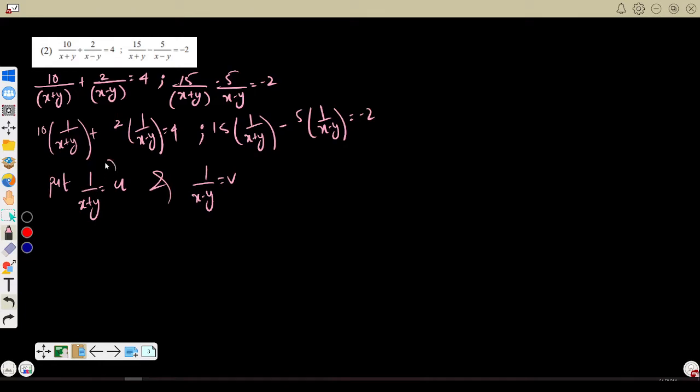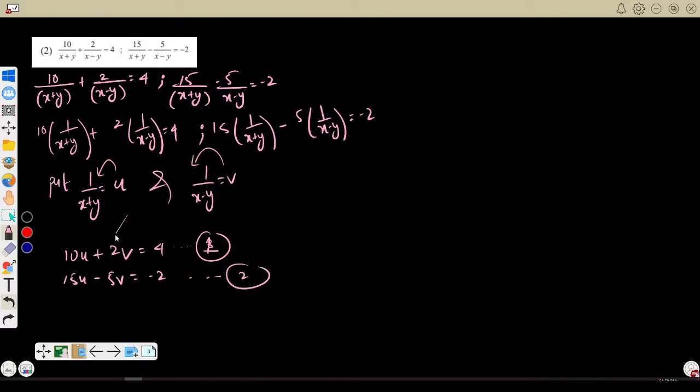After substituting the values of 1 upon x plus y and 1 upon x minus y, the equations will be 10u plus 2v is equal to 4. I mark this equation as, let's say, equation number 3, or we'll take it as 1, and the second equation will be 15u minus 5v is equal to minus 2. Let this be equation number 2. So now if you observe this, the equations have been transformed into linear equation in two variables.